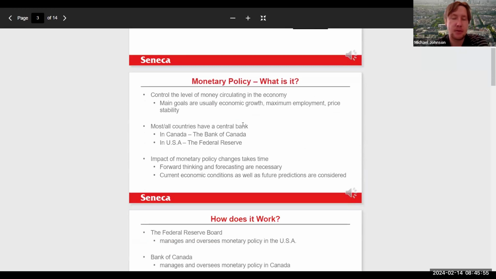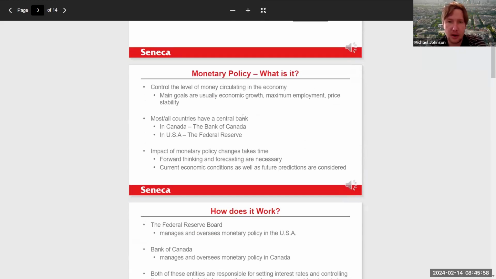Monetary policy, what is it? It controls the level of money circulating in the economy. Main goals are usually economic growth, maximum employment, and price stability. Most or all countries have a central bank. In Canada, the Bank of Canada. In the USA, the Federal Reserve.